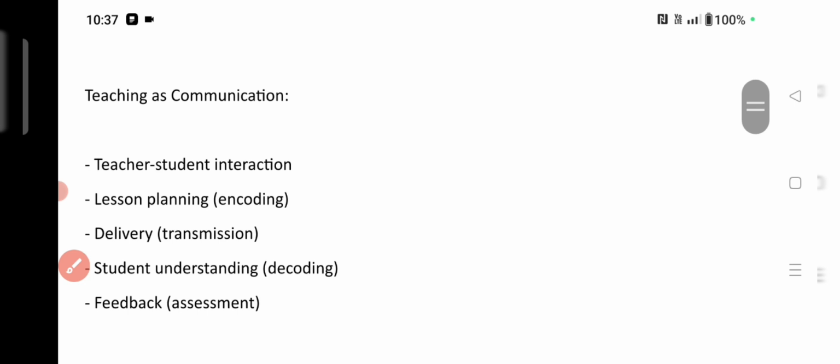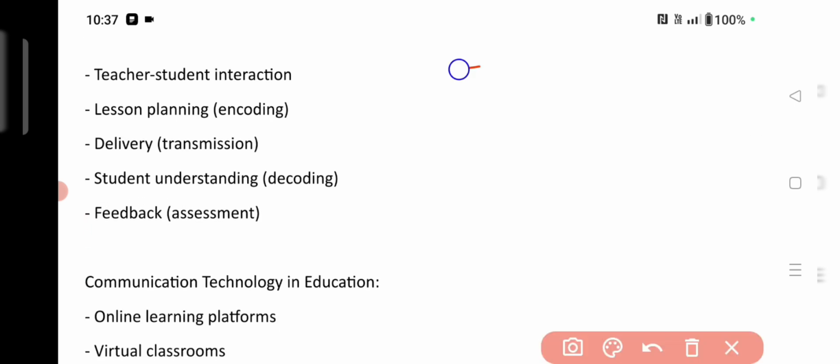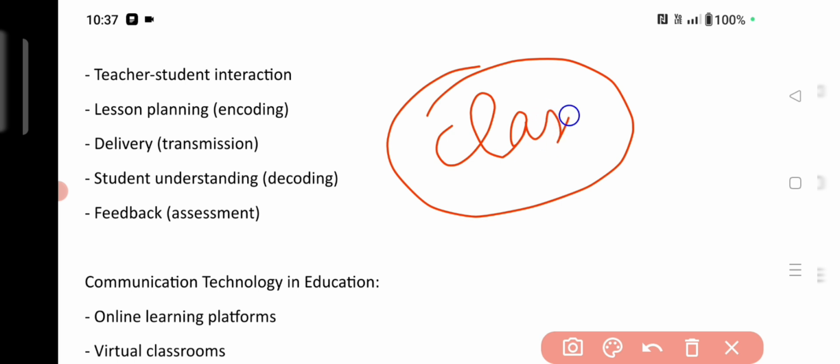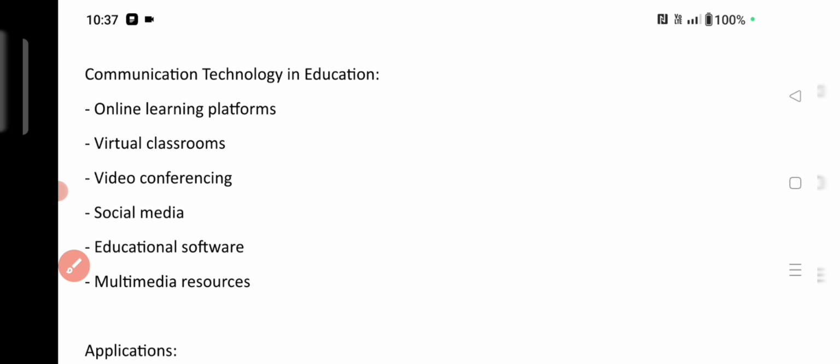So the next thing is teaching as communication. When in the classroom, how the communication will be: teacher-student interaction, lesson planning, encoding, delivery, that means transmission, student understanding, that means decoding, feedback, assessment. So in the classroom the communication will be present in this way.